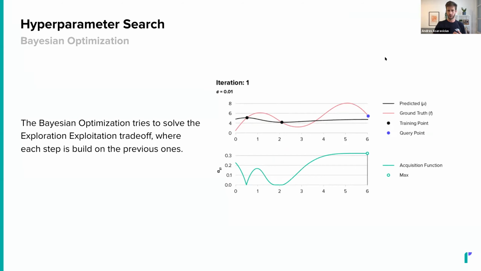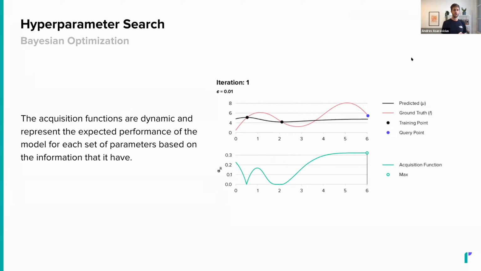So there will be some kind of trade-off inside this process. When we look at the process and the acquisition function as we saw it, the acquisition function is a dynamic function that will be updated on the result of the previous set of parameters that were tested. So the acquisition function will represent the expected performance of the model for each set of parameters based on the information that we have from the previous set of parameters that were tested. So we have a dynamic process that we are trying to optimize, and our goal is to find the best set of parameters.